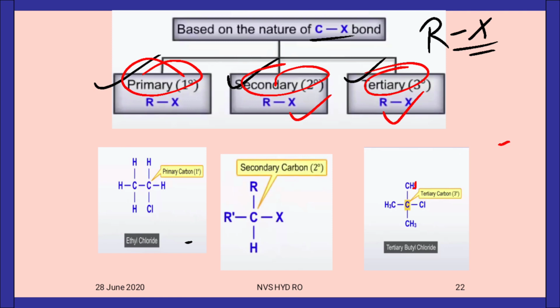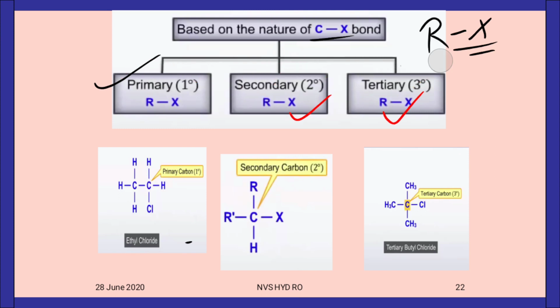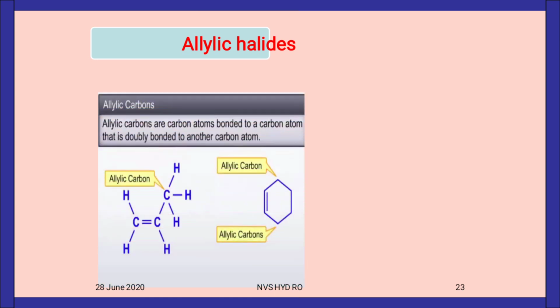Hope that you have clearly got an idea of what primary, secondary and tertiary mean, कि कितनी बार आर एक्स बॉन्ड उसमें आ रहा है। ठीक है, 3 बार आ रहा है तो टर्शियरी, 2 बार आ रहा है तो सेकेंडरी, और 1 बार आ रहा है तो प्राइमरी। Got it. Next comes here allylic halides.